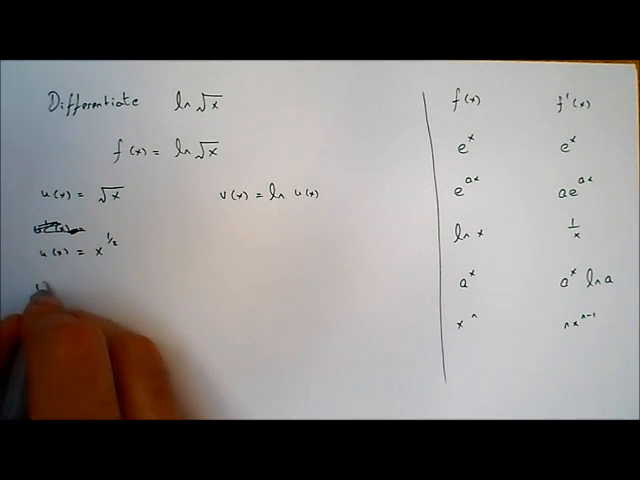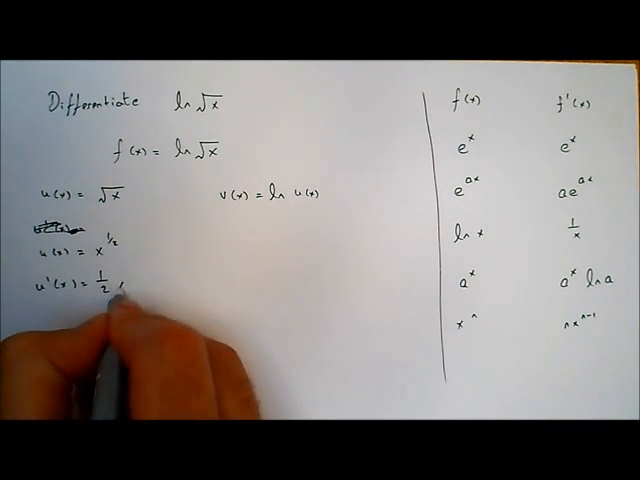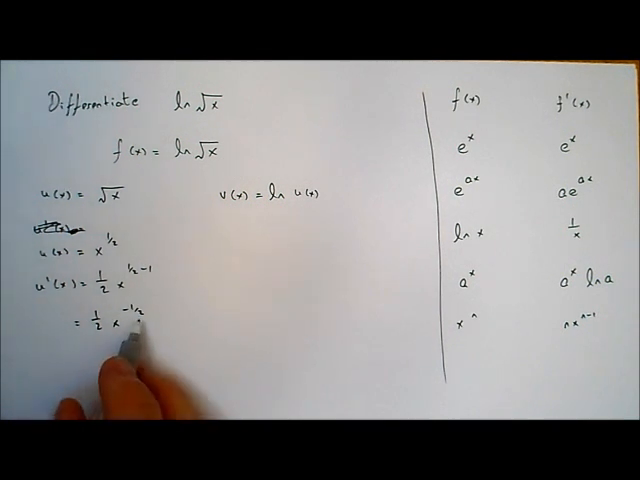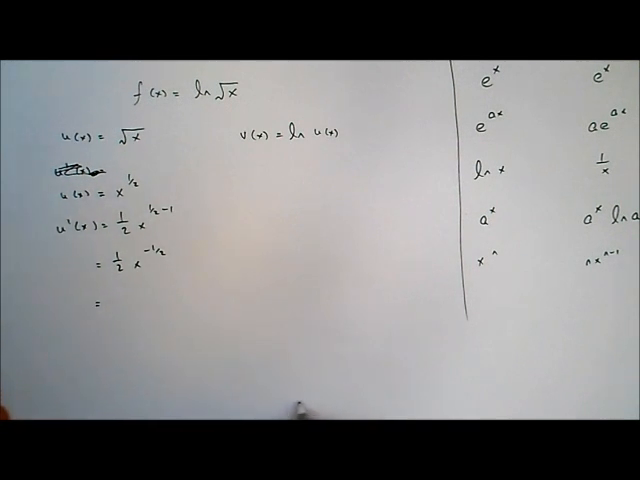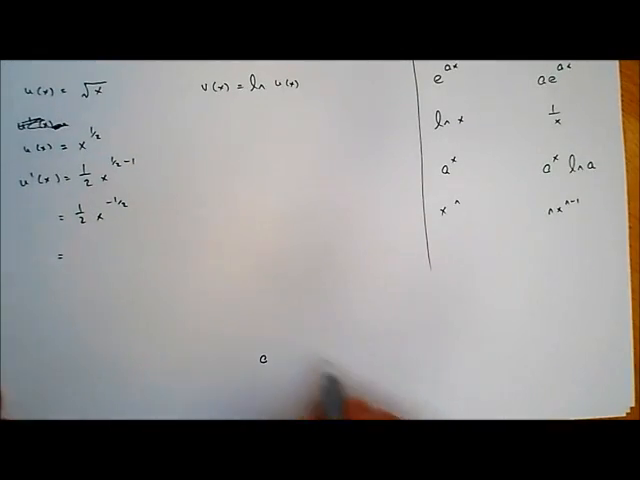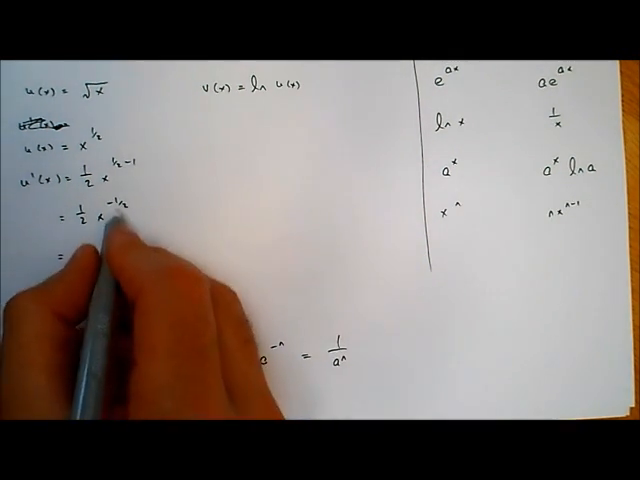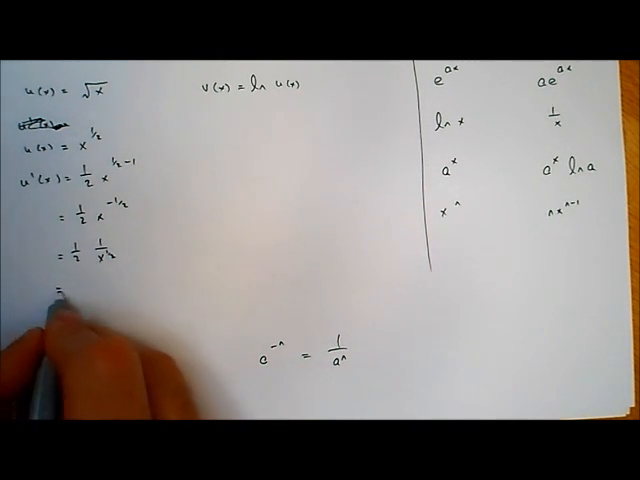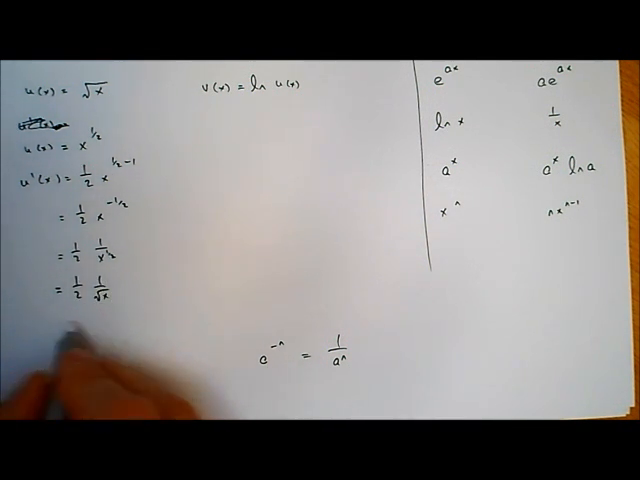So differentiate x to the power of a half. u dash x will be equal to a half x to the power of a half minus 1. Tidy that up: a half x to the power of minus a half. Now remember what to the power of a negative number means. If you've got a to the power of minus n, that's the same as 1 over a to the power of n. So x to the power of minus a half is 1 over x to the power of a half, and anything to the power of a half is just the square root. So I have 1 over 2 times 1 over the square root of x, or 1 over 2 root x.